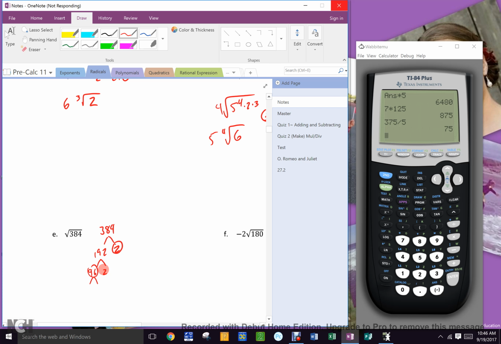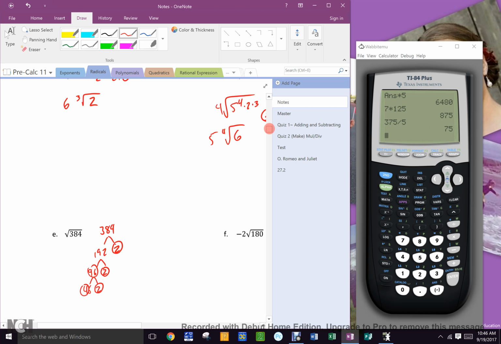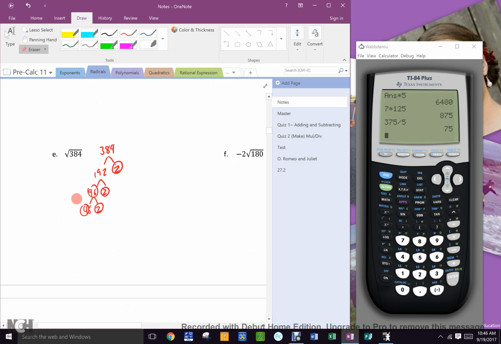Yes. Is 169 prime? No, 169 is the perfect square of 13. Oh, okay. 46. Then I break that down.